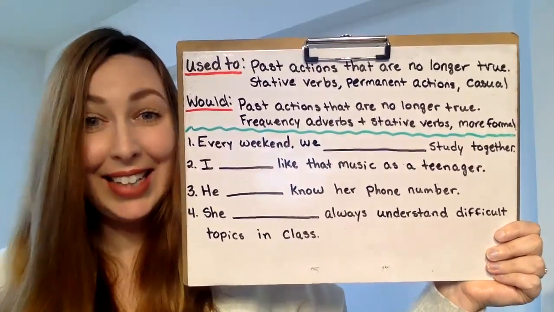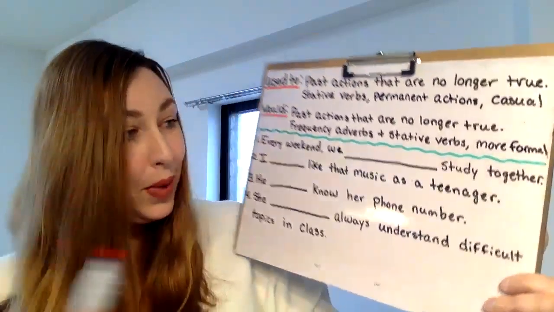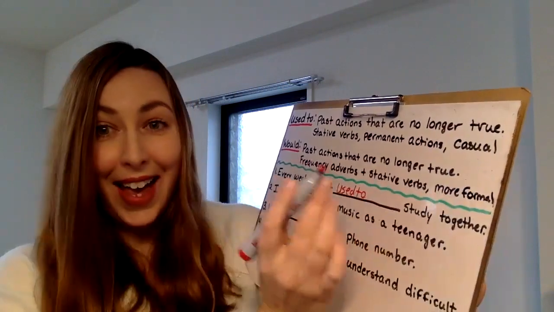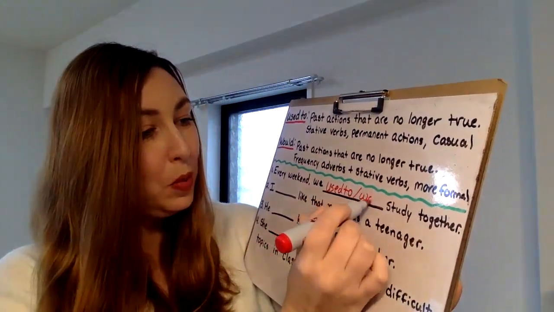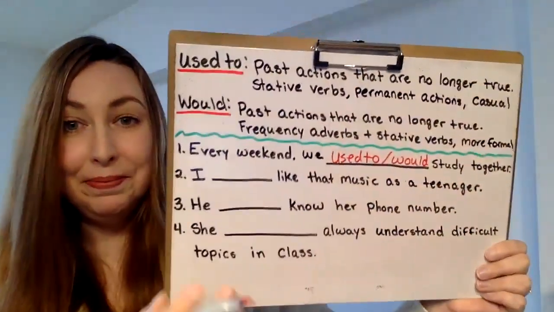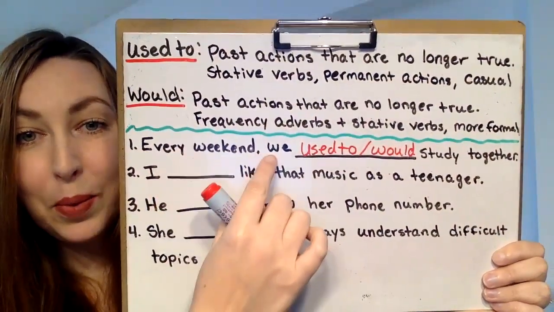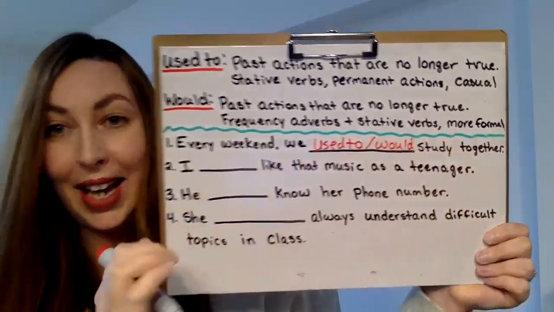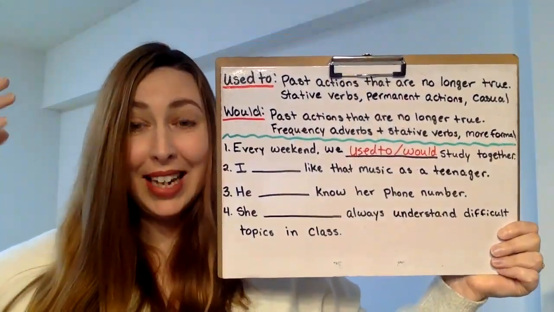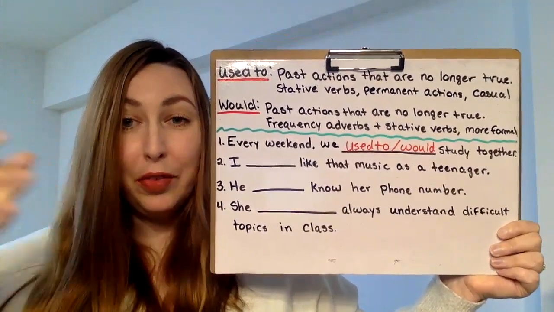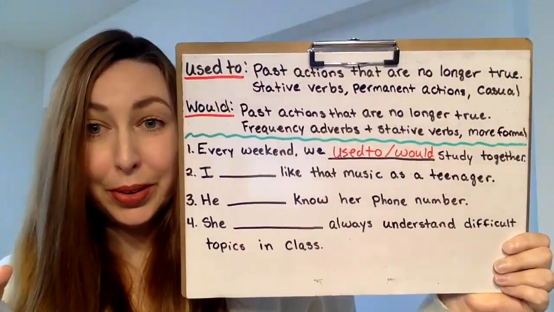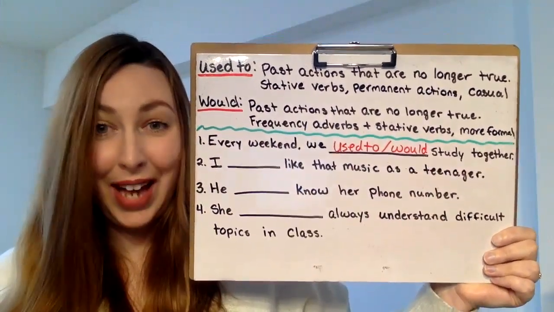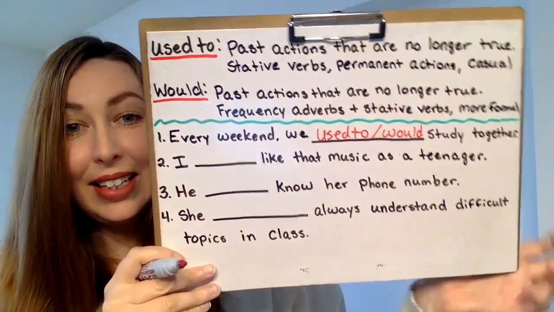All right, the answer is every weekend we used to, and we could also say would. Both of them are okay. So every weekend we used to study together. Every weekend we would study together. So this is a past habit, something that happened over and over again, but is no longer true. Okay, so we could use used to or would. Either here is fine. Okay, let's take a look at number 2.